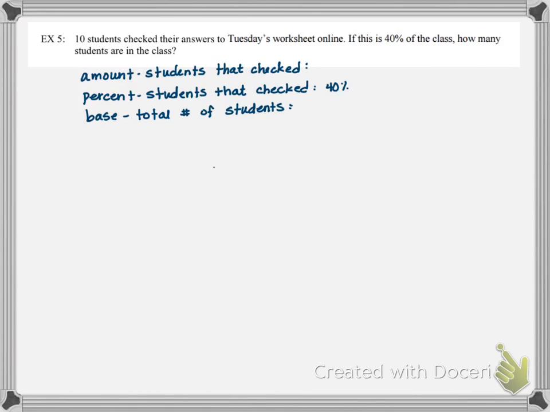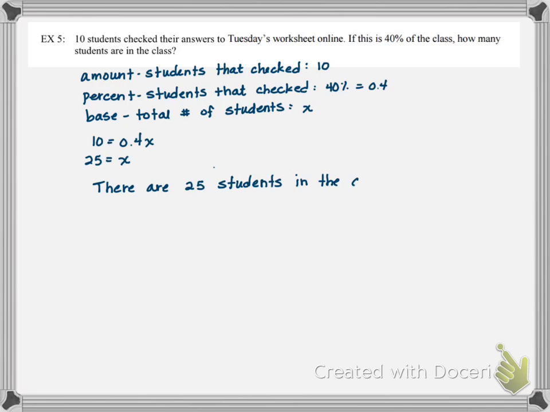And so this is 40%, the number of students that checked was 10, and then we don't know the total number of students in the class. So this is 0.4. We have 10 equals 0.4x. So x is 25. So there are 25 students in the class. Any questions on that one?